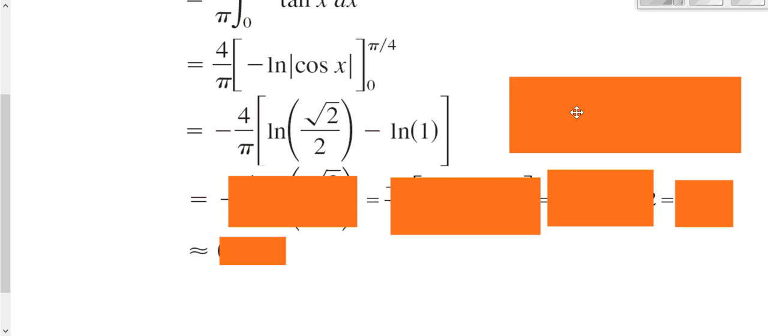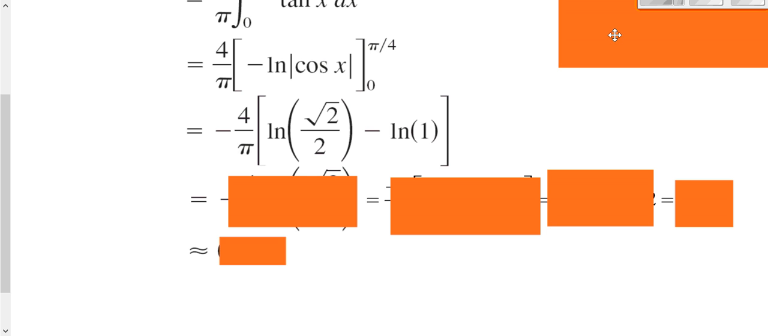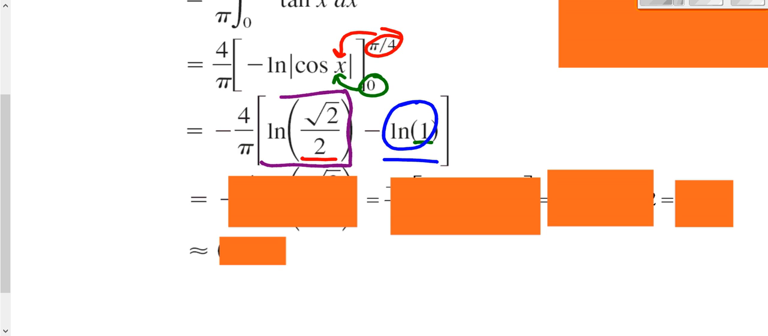So we'll put our negative in front with this here, and then we have to evaluate it. Remember, when you plug in your pi over 4 to here, cosine of pi over 4 is this. And then you'd have to go minus what you get when you plug in 0, and cosine of 0 is your 1. But remember that the natural log of 1 is 0, so we're really subtracting 0, so we really just have this right here. But that does simplify.